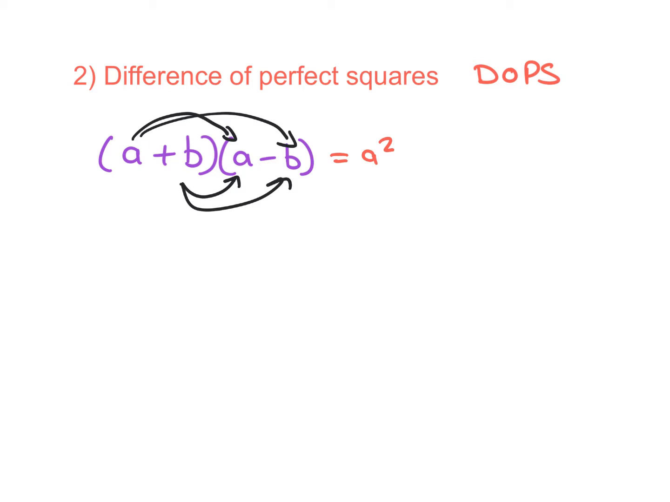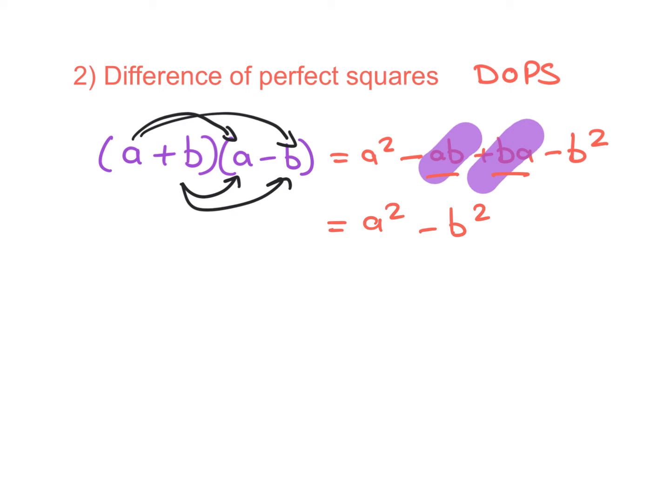A squared, and then A multiplied by minus B is going to be minus AB. Then positive B multiplied by A is going to give us a positive BA, and a positive B multiplied by a negative B is going to give me a negative B squared. And then once again we have some like terms that we can add together or subtract. So those two added together are actually going to be nothing. So it's going to be A squared minus B squared, because this and this equals 0.